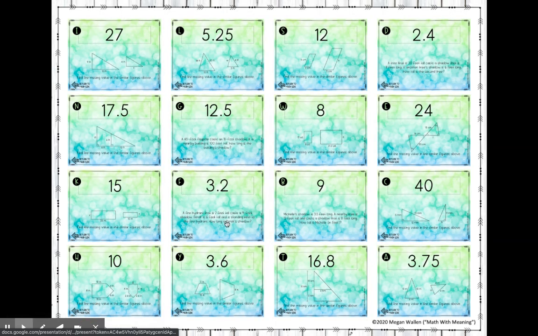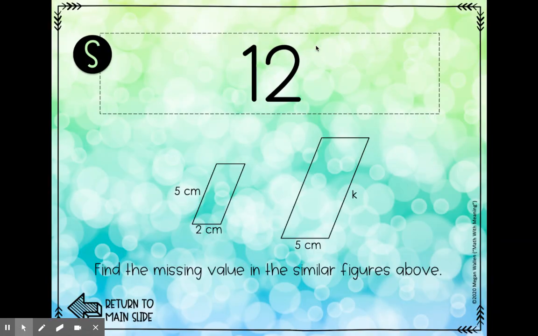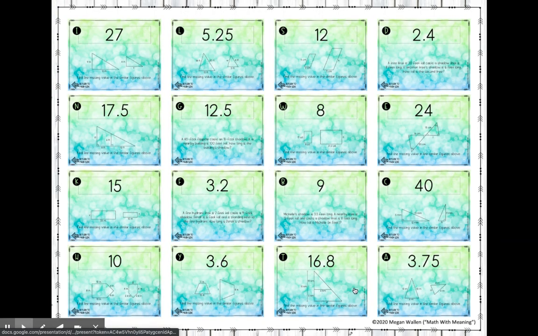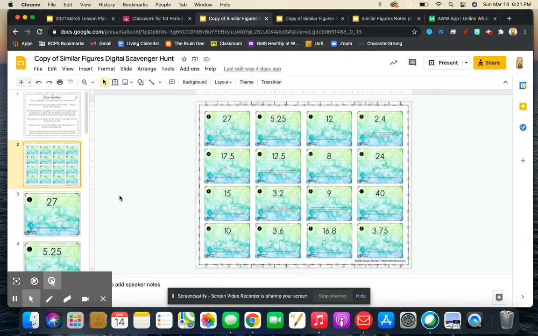Go to the return slide, look for your answer. Let's say the answer was 12. Your next one would be S. Solve, go back, look for your answer, solve, go back until you finish all of those. If you have questions, let me know.